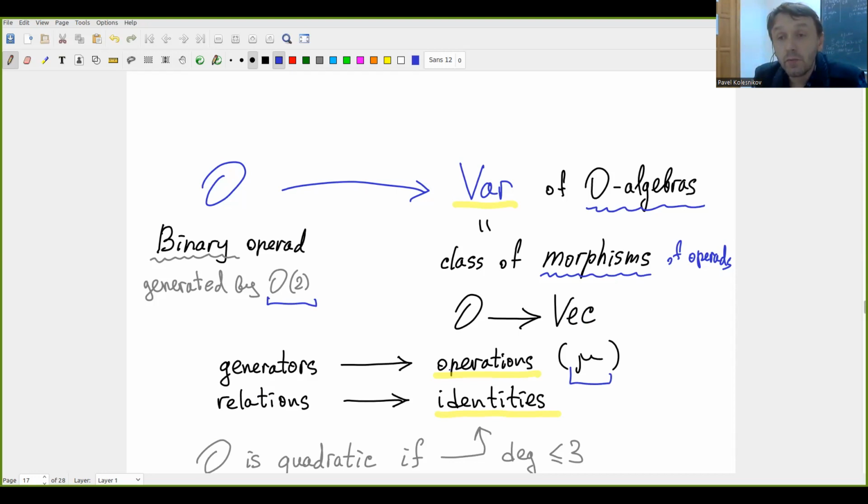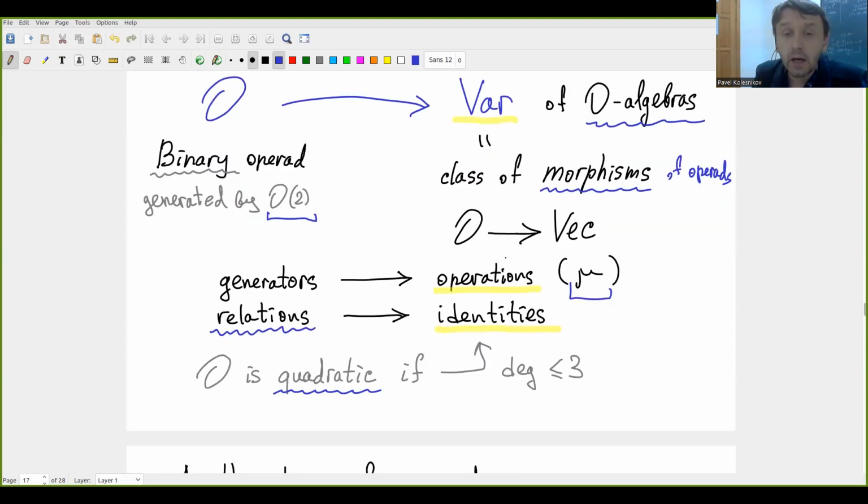So a given binary operad gives us a class of binary algebras, and the identities defining this class as a variety correspond exactly to the defining relations of the binary operad O. So we say an operad is quadratic if the identities are of degree 3, that is, the relations are of degree 2.